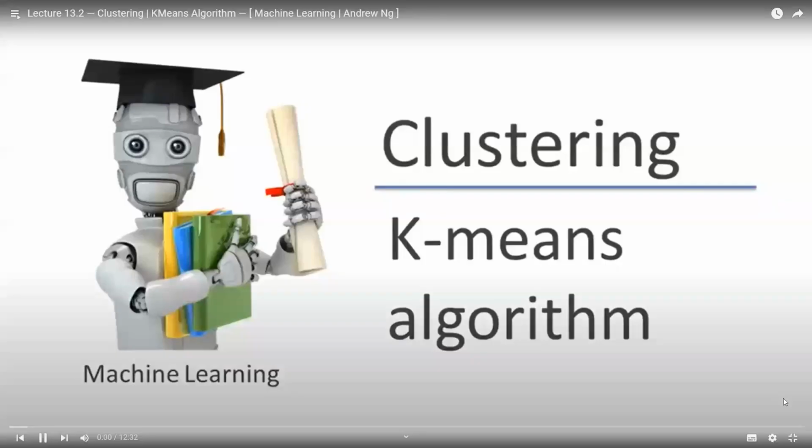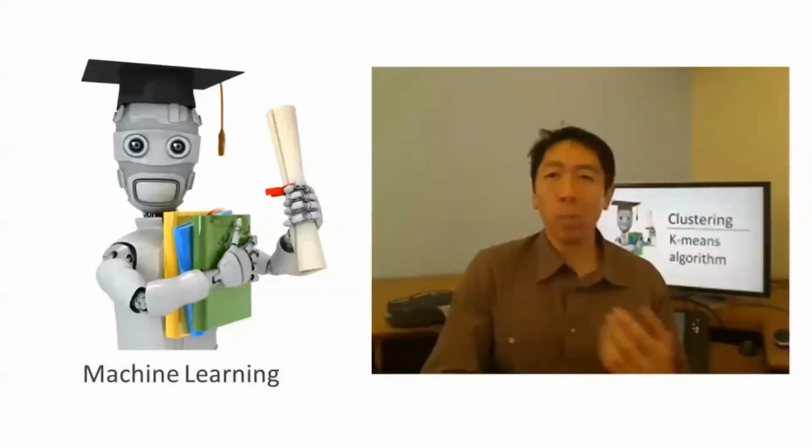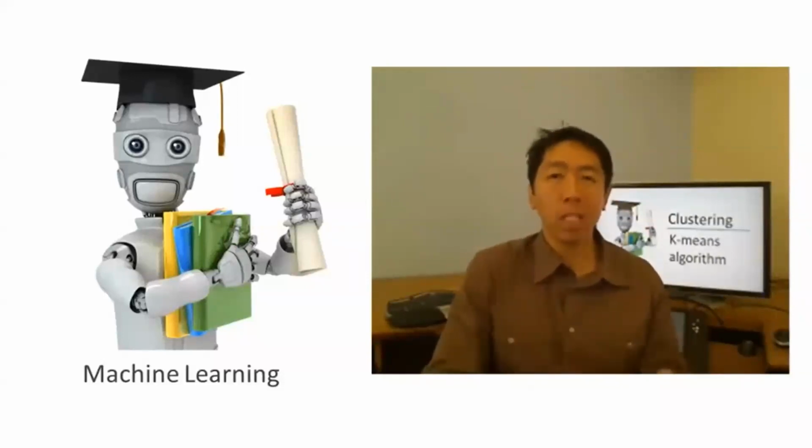In the clustering problem, we are given an unlabeled dataset, and we would like to have an algorithm automatically group the data into coherent subsets or into coherent clusters for us. The k-means algorithm is by far the most popular and by far the most widely used clustering algorithm. And in this video, I'd like to tell you what the k-means algorithm is and how it works.